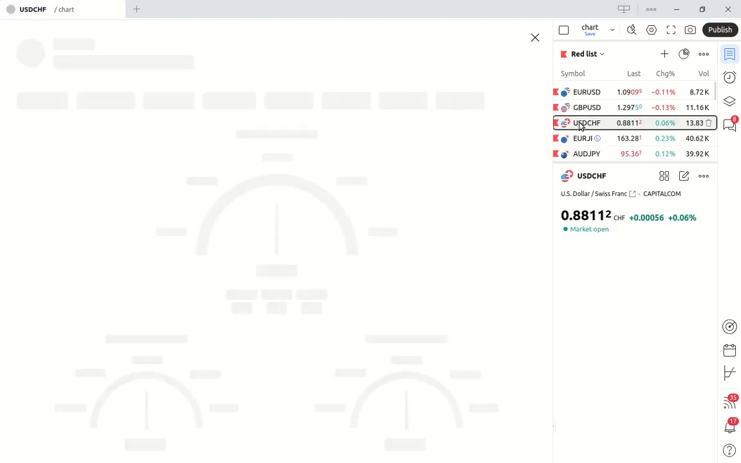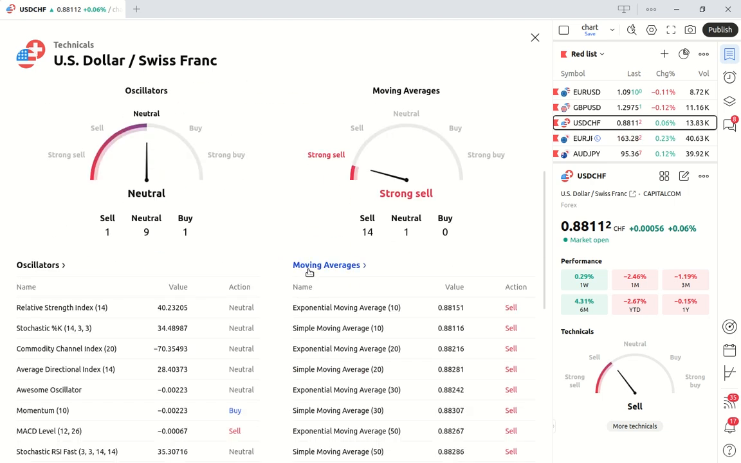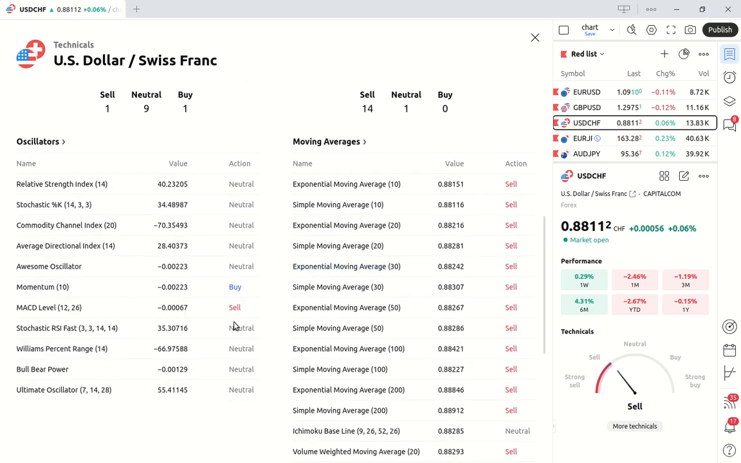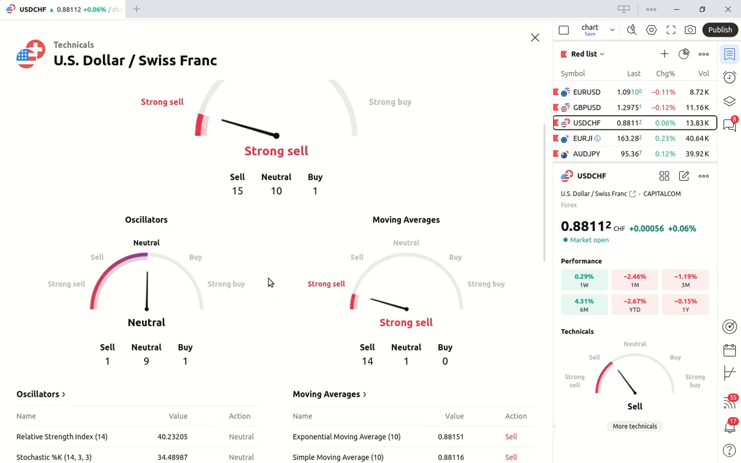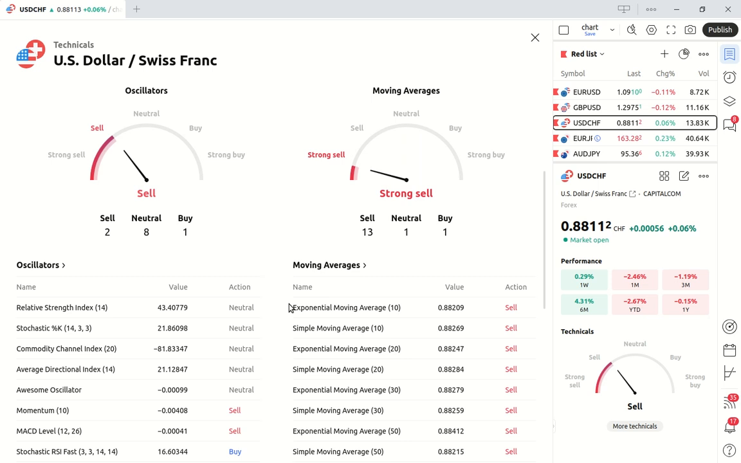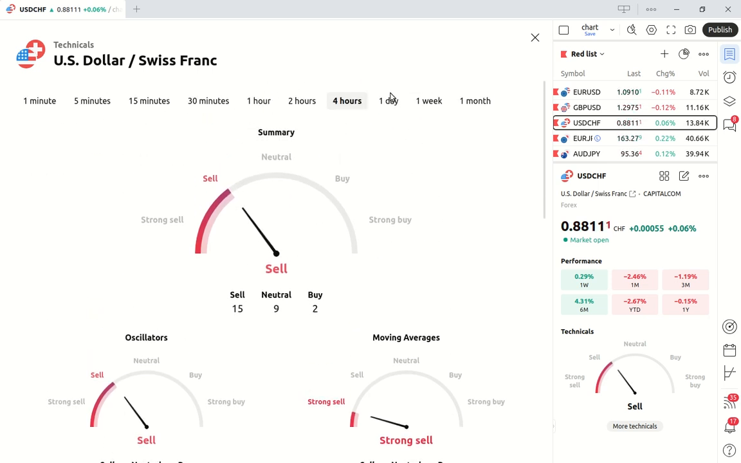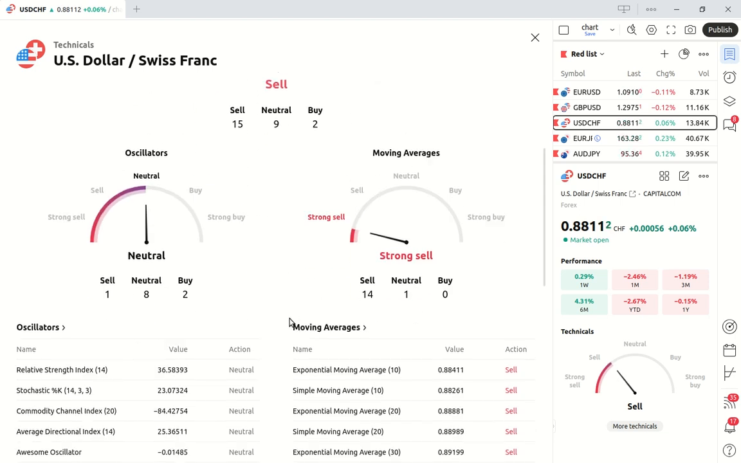The next one, again, remember, we're looking for a strong signal. We have a strong sell moving average on the week. On the day, do we have a strong sell moving average on the 4 hours? Strong on the 2 hours. So the next thing we're looking for is a sell signal on the MACD level. Another sell signal on the MACD level, but we have a very strong sell momentum for days.